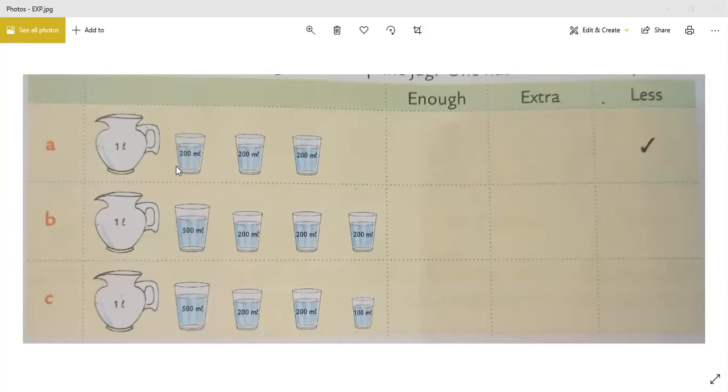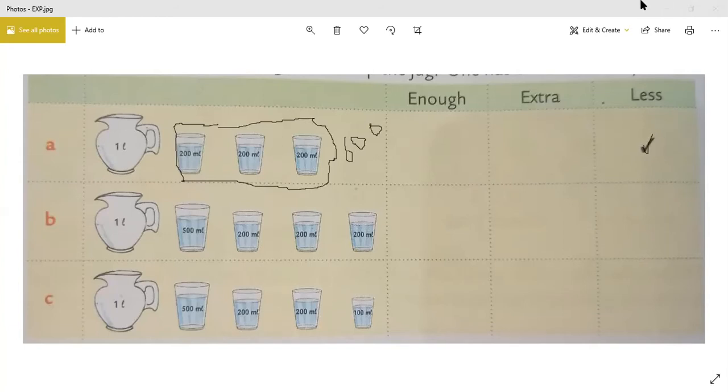Total is how much? 600. Total is 600 ml. If we count all these 3 glasses together, 200 plus 200 plus 200, they make a total of 600 ml. And how much is 1 liter? 1000 ml. So will it be enough, less or extra? It will be less. That's why they have taken less here.